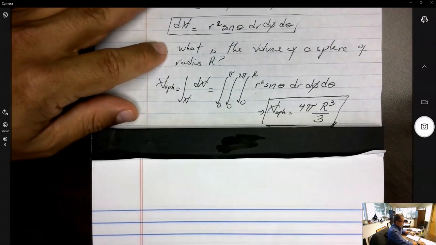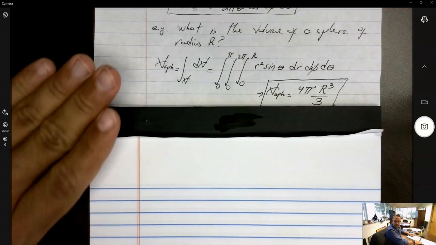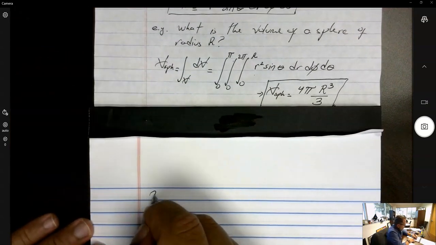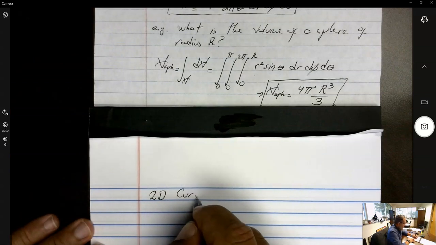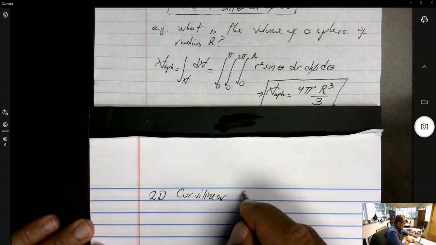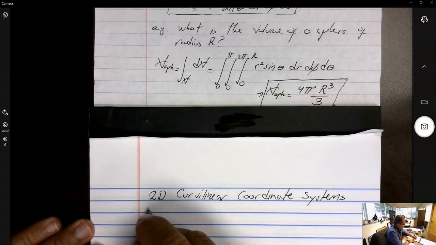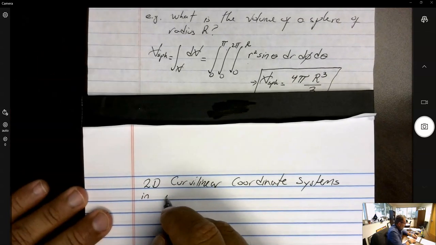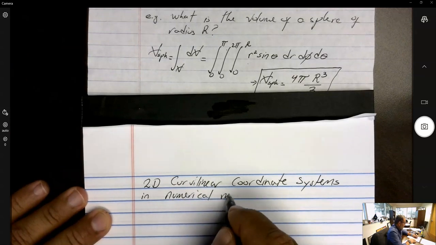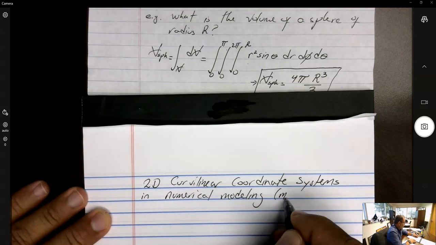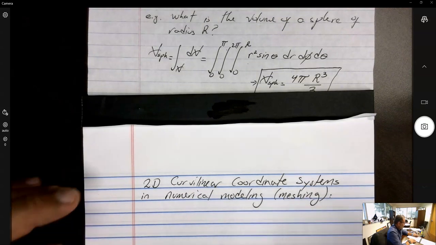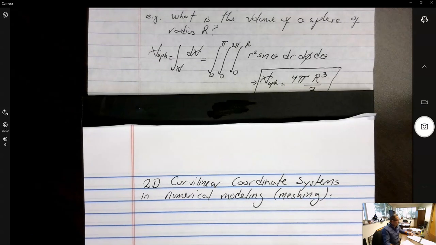So what happens when we apply these to two-dimensional curvilinear coordinate systems and numerical modeling? That's what we call meshing. Anytime we use a local coordinate system to mesh a surface or mesh a domain so that we can apply finite elements or finite volumes so that we can solve a field problem, we are doing a coordinate transformation from a global to a local space.